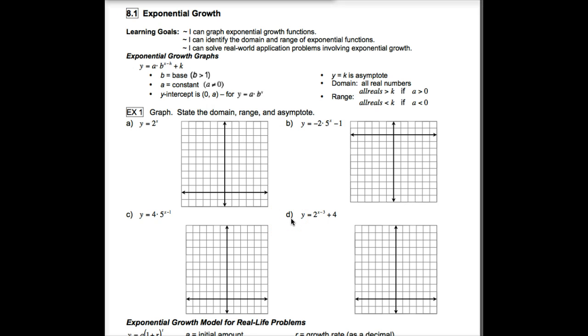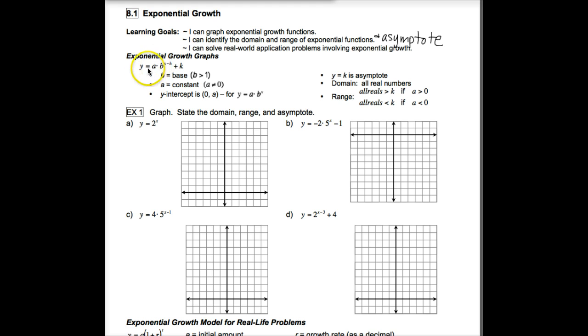All right, so today we are going to focus specifically on exponential growth, and we are going to make sure that we can graph exponential growth functions, that we can identify their domain and range, and I will also make sure that you can identify the asymptote as well. And then we also want to be able to solve real-world application problems that use exponential growth.